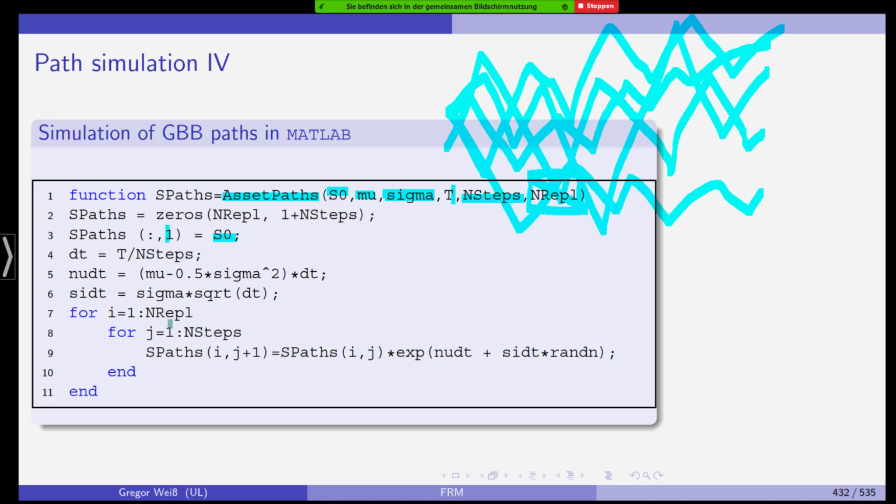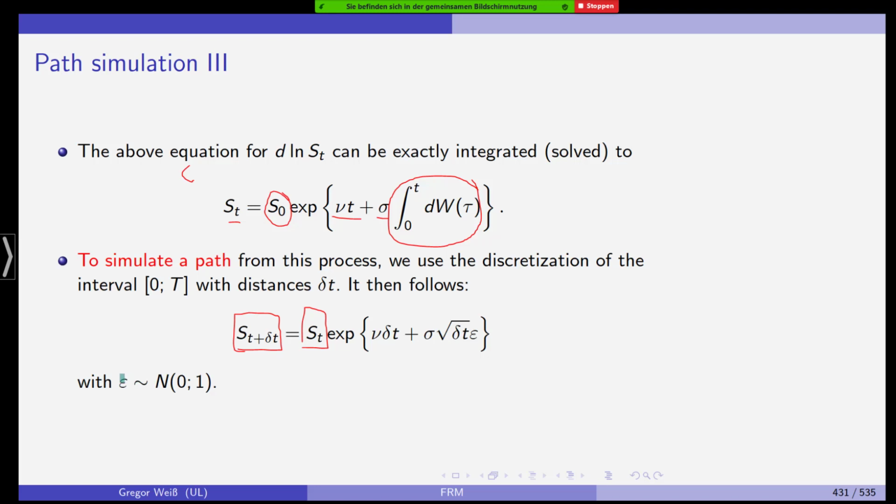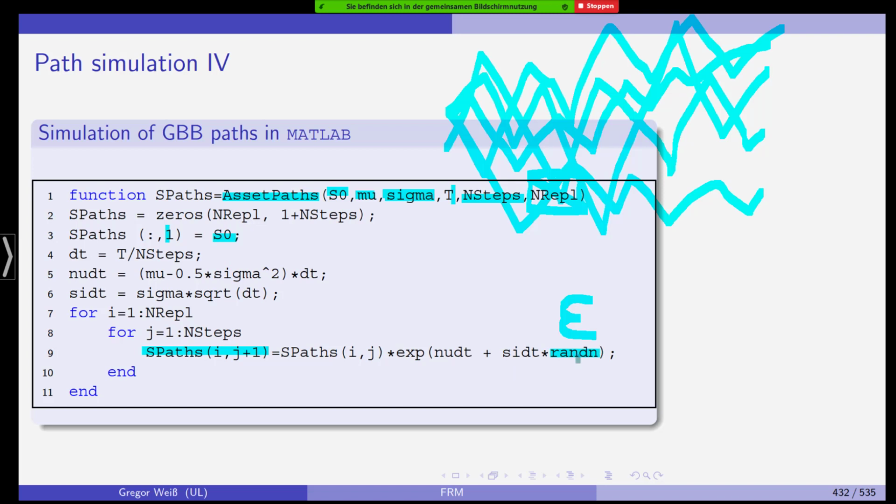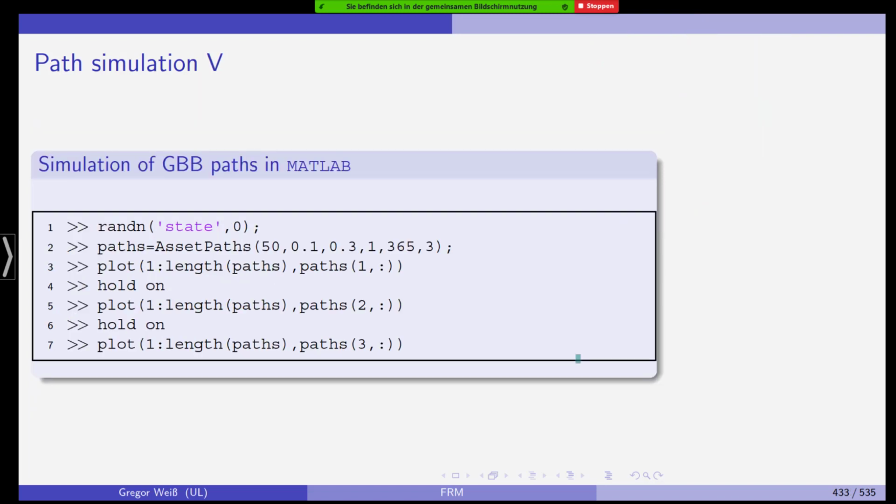Then each step is simply: the next stock price is given by the previous stock price times the exponential function of nu dt plus sigma sqrt dt times randn. Randn is epsilon, a random number from a standard normal distribution. That's why we use randn, the normal distribution in Matlab. Let's do this 3 times.